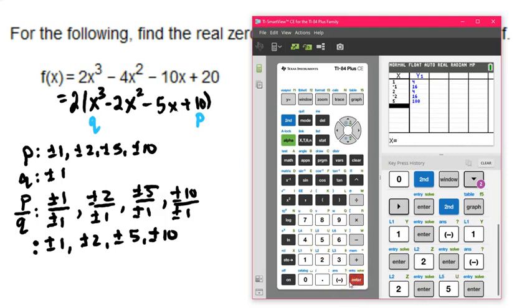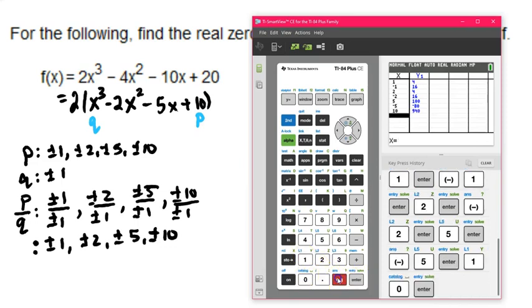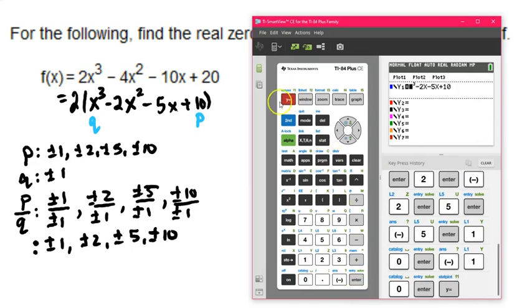5 and negative 5, 10 and negative 10. Okay, so none of those seem to be working, so let me just double check that I typed my equation in correctly, and I can see that I made a mistake. I typed x cubed minus 2x, and it should have been 2x squared. So let's make that correction.